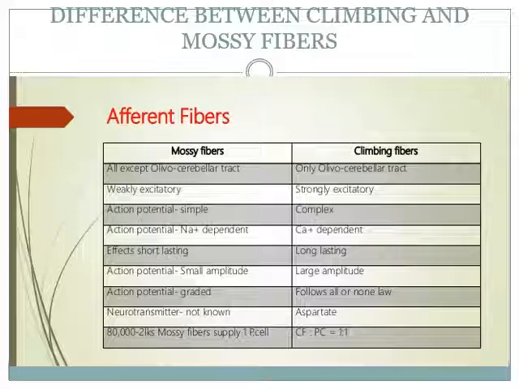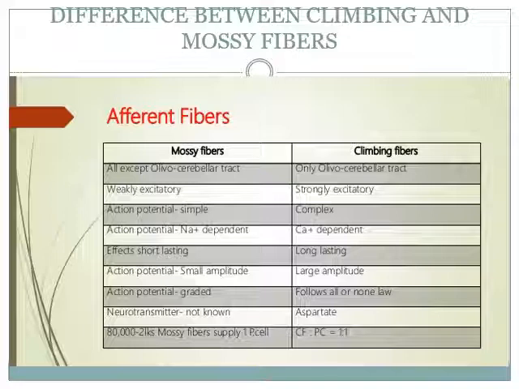Mossy fibers are all the tracts except the olivocerebellar tract, and the climbing fibers are only the olivocerebellar tract. The mossy fibers are weakly excitatory because they have a simple action potential. The climbing fibers are strongly excitatory because they have a complex spike. The action potential of mossy fibers is sodium dependent, and that of the climbing fibers is calcium dependent. The effects of mossy fibers are short lasting, while those of climbing fibers are long lasting.